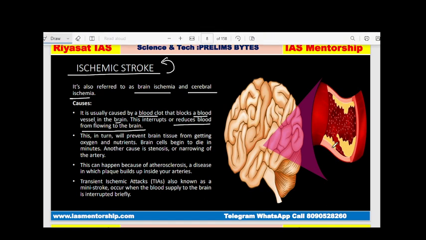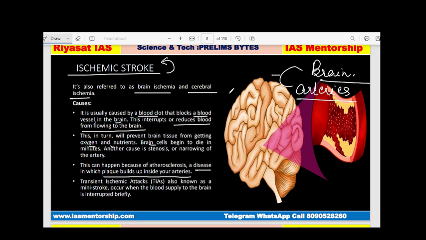If blood is being clotted, you can see here the blood is being clotted, which will hinder the movement of blood to other parts of the brain. When blood does not reach, oxygen and nutrients also do not reach, and brain cells start to die. This can happen in ischemic stroke. It can also happen because of atherosclerosis, a disease where plaque builds up inside your arteries. Any kind of blood clot here hinders the movement of blood in the body, and if blood is not moving, oxygen and nutrients are not delivered, so the cells get undernourished and eventually die. So this is causing brain hemorrhage or stroke. Clear? So this is everything about ischemic stroke.